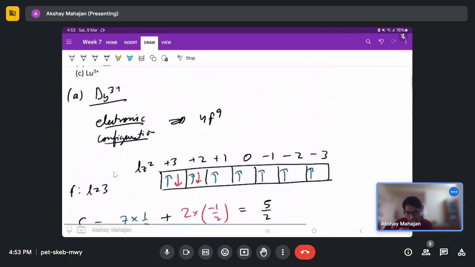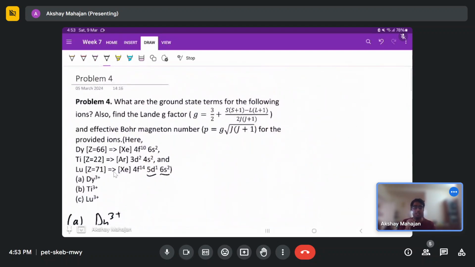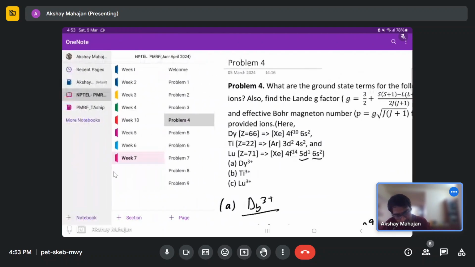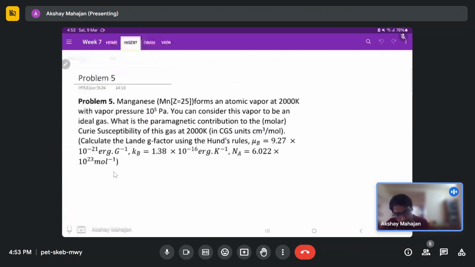Alright, so this was again a simple problem on Hund's rules. How do we basically use Hund's rule to find the S, L and J values, and then using those values, how we can find the ground state symbol, the Landé g factor, and the Bohr magneton number. Hopefully this kind of problem you will be able to solve quite easily now. Any doubt in this problem? Okay. So let's move on to our problem number 5.